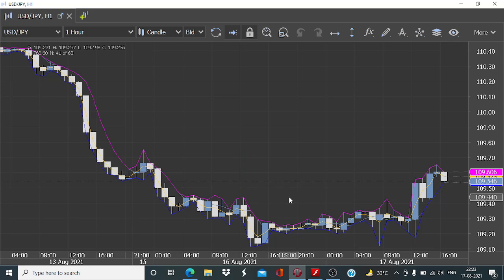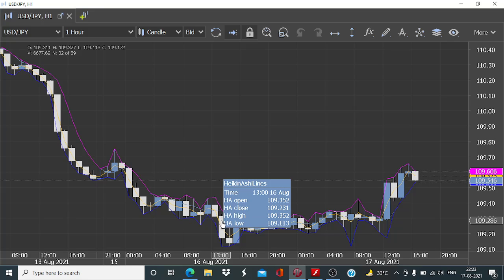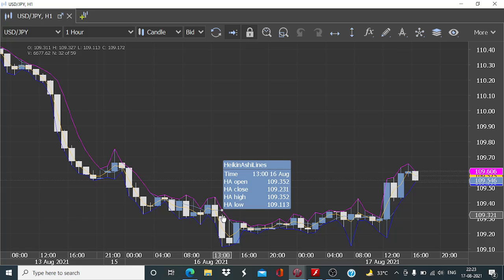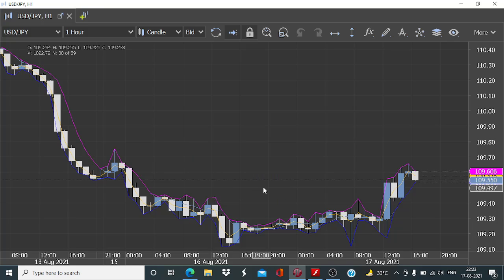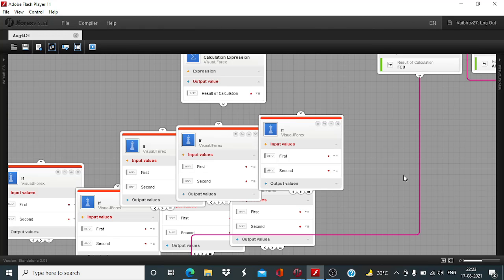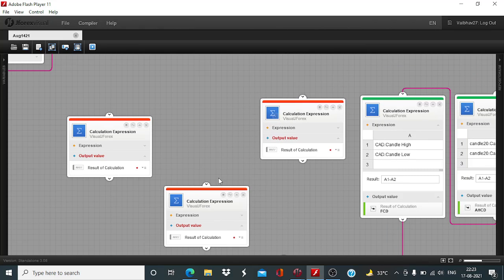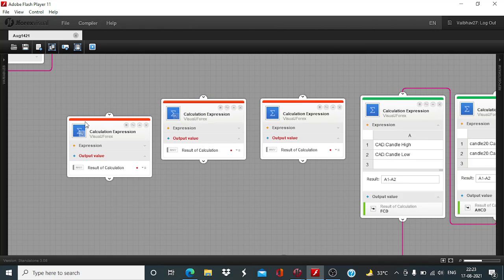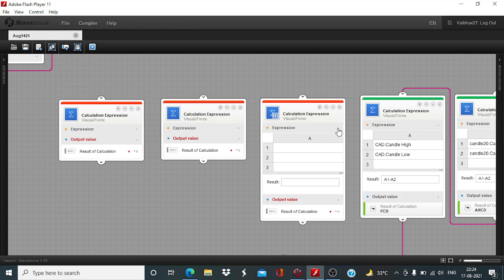Also, we have to make sure that there is enough momentum. So for that, we need the HA close value to be lower than the HA open value by more than 5 pips, and the difference between the high and the low for the last 4 hours should be greater than 20 pips. So those are the requirements from the price action data. Now we head to the Visual JForex board. The first thing we will need to do is define the difference for the HA open and HA close for the current daily candle and the last daily candle.